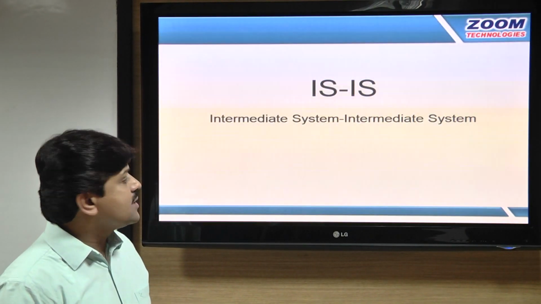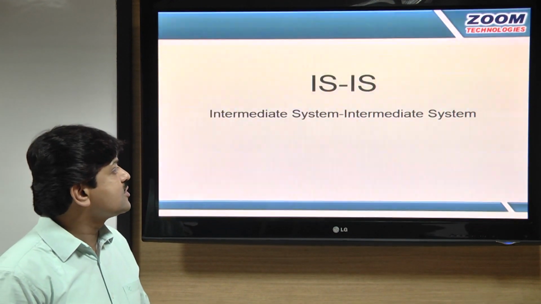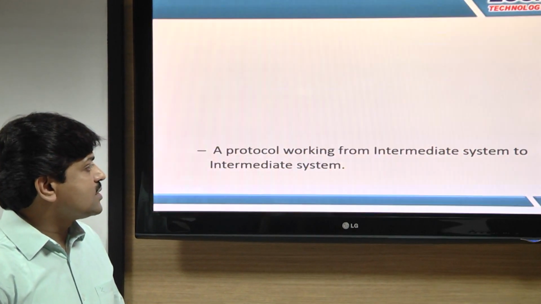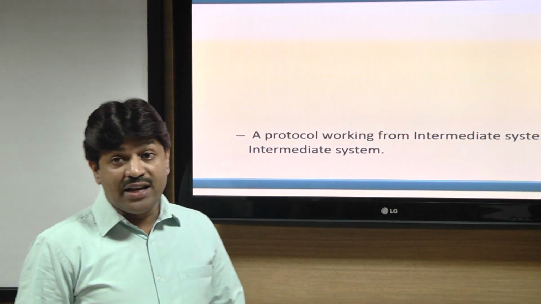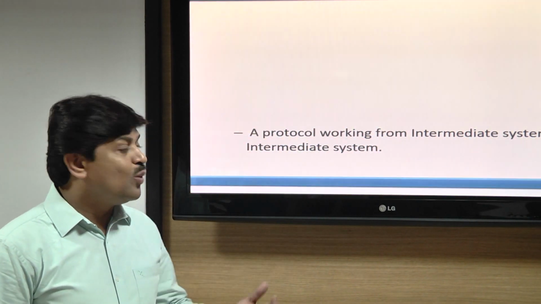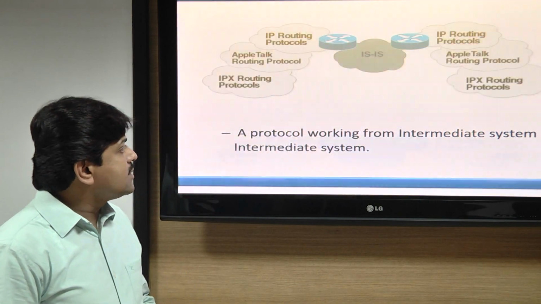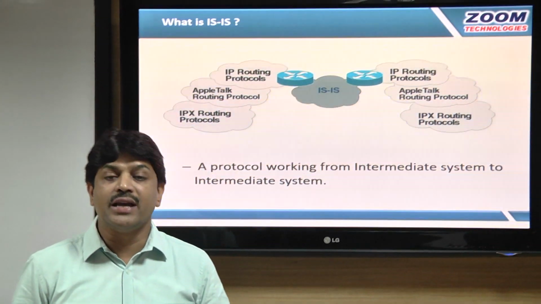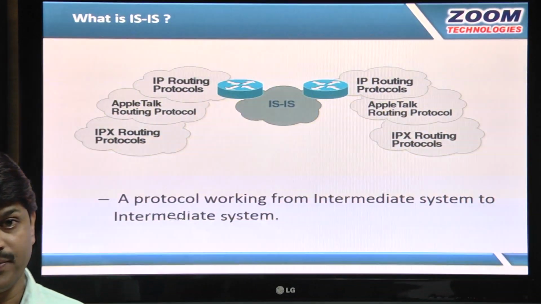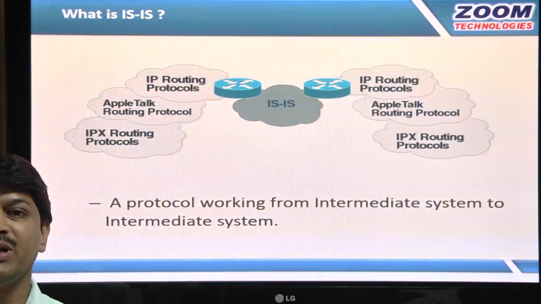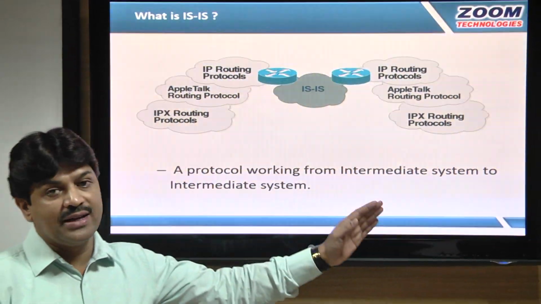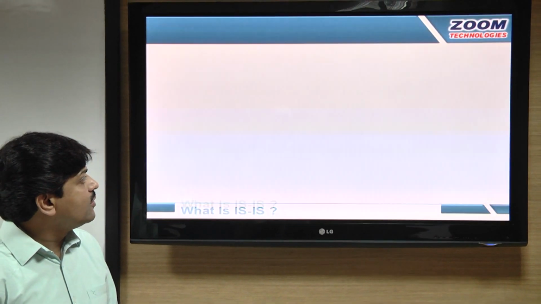ISIS, Intermediate System to Intermediate System, was developed by ISO and is a protocol working between intermediate systems. In ISO terminology, an intermediate system is a router. So the routing protocol works between the routers, IS to IS.